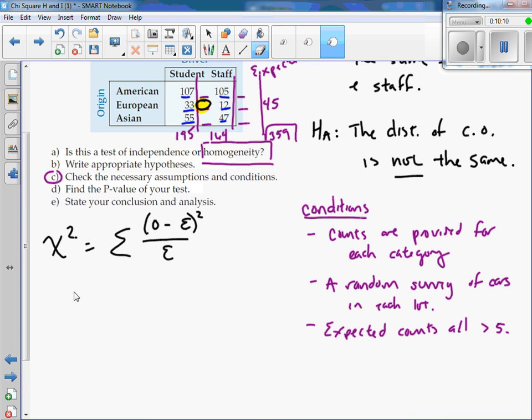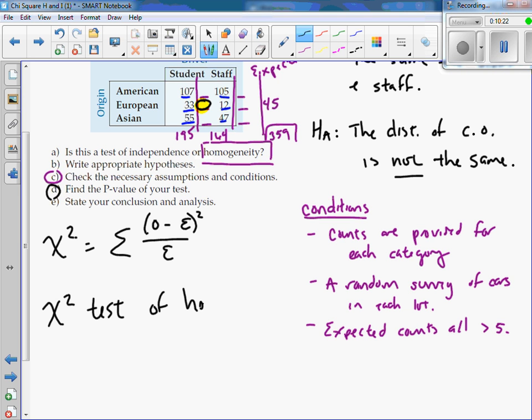So now we're down to find the p-value. All right, so normally we would name the test. We've already said it's going to be chi-square test of homogeneity. Now, I briefly mentioned degrees of freedom yesterday, but we need to talk about degrees of freedom now.